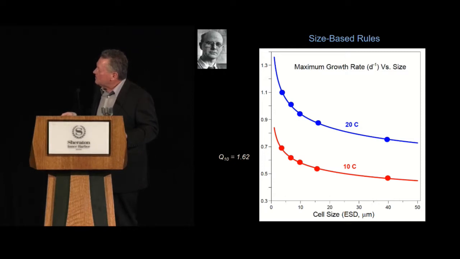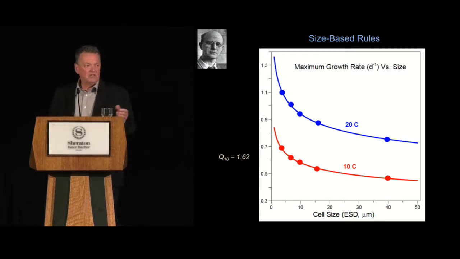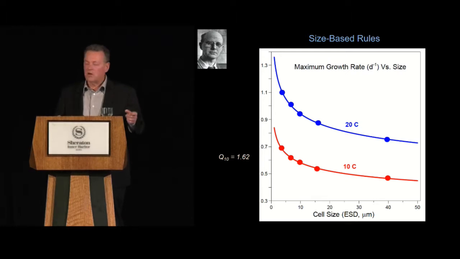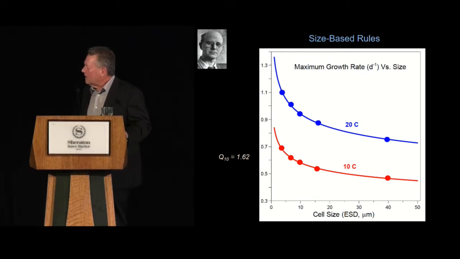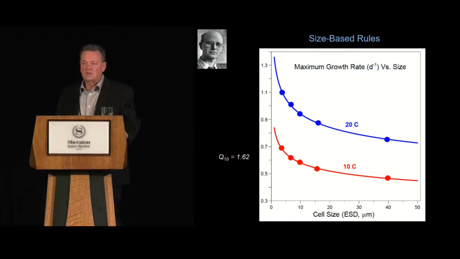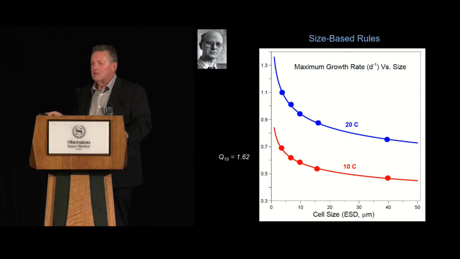So this is what the size-based rule looks like for the maximum growth rate. So this is maximum growth rate as a function of cell size. This is that power function. The blue dots here, circles, represent the mean cell size for the 5 size classes that emerged from analyzing the phytoplankton data set. And so you can see that small is fast and large is slow. And now we know this in a quantitative way, at least in the mean.